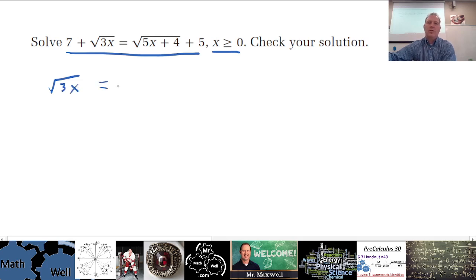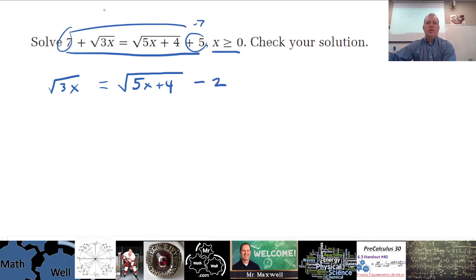What that's going to do is I'm going to have to subtract 7 from both sides. So that will be 5, minus the 7 is going to be minus 2. So when you have one radical isolated on one side, now you square both sides to get rid of the root sign. So now you square both sides, but what you notice on this side is this is a binomial.